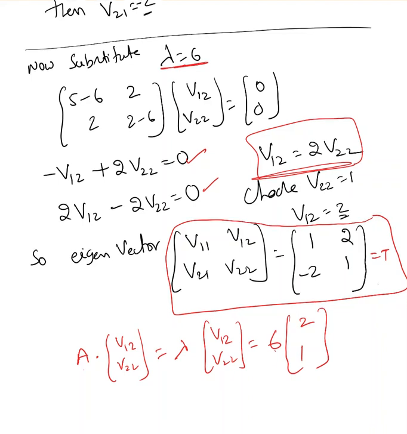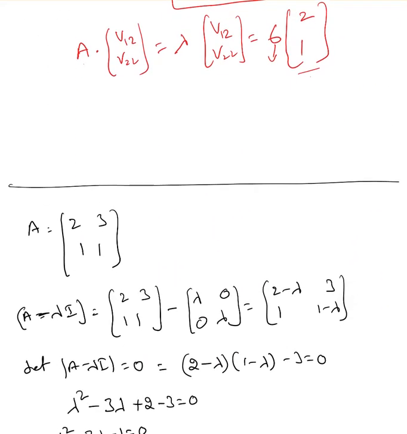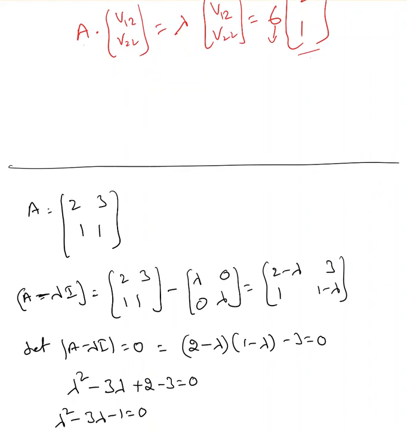So here this is a scalar quantity, eigenvalue, and this is the eigenvector. Now here is a similar example, a 2 by 2 matrix. Step 1, we'll find A minus lambda I. So [2 3; 1 1] minus lambda [1 0; 0 1] gives [2 minus lambda, 3; 1, 1 minus lambda].